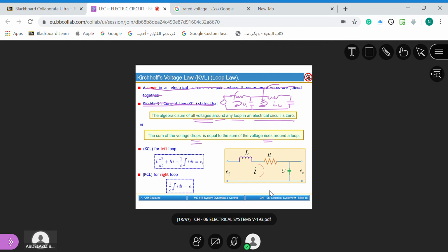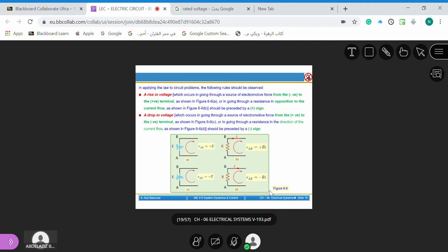So here we have this voltage. We can write the voltage as L di over dt plus Ri plus 1 over C integral of i dt plus E is equal to 0, or the voltage drop here is equal to the voltage rise here. So this is why we are writing it like this. If we take the outer loop also, we can write it in this form: 1 over C integral of I dt is equal to E naught. So this is known as the Kirchhoff voltage law, KVL. So these are the two laws we are going to use now.